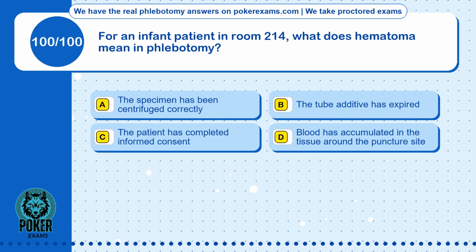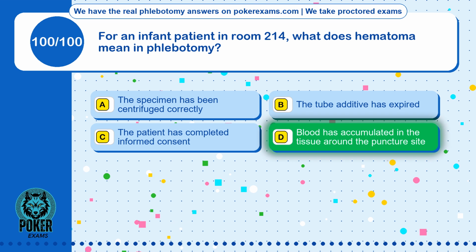Question 100. For an infant patient in room 214, what does hematoma mean in phlebotomy? Option A. The specimen has been centrifuged correctly. Option B. The tube additive has expired. Option C. The patient has completed informed consent. Option D. Blood has accumulated in the tissue around the puncture site.